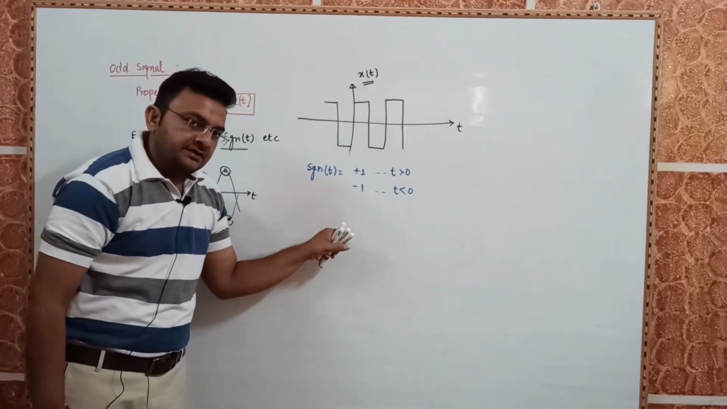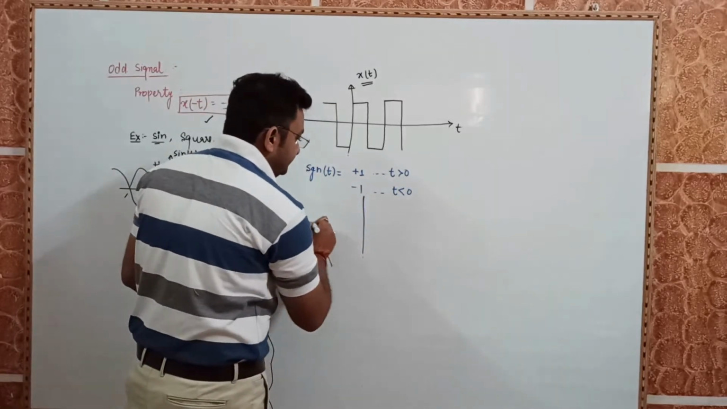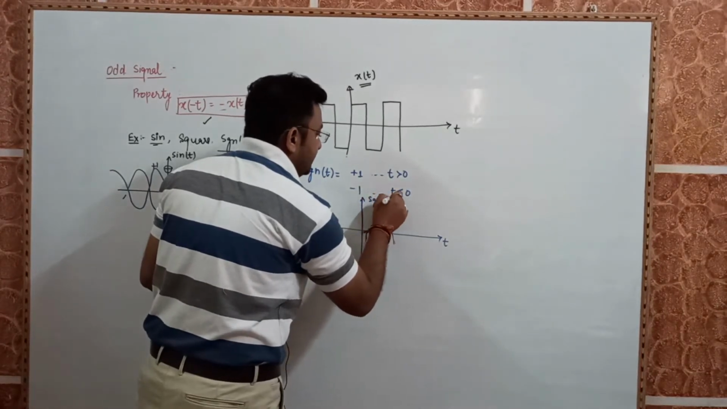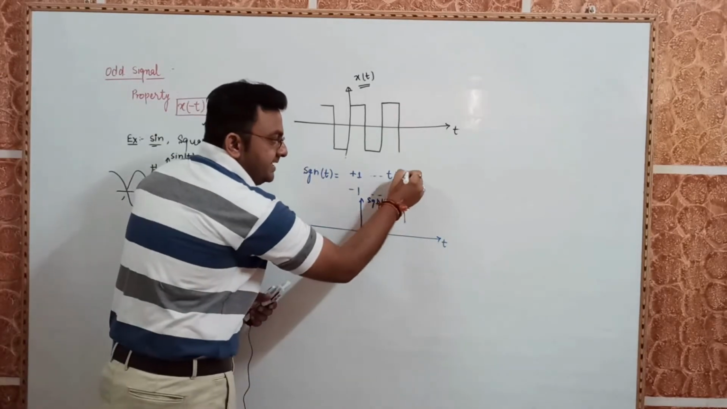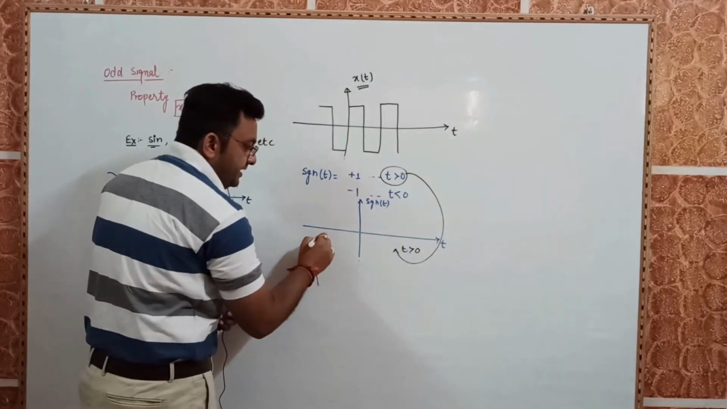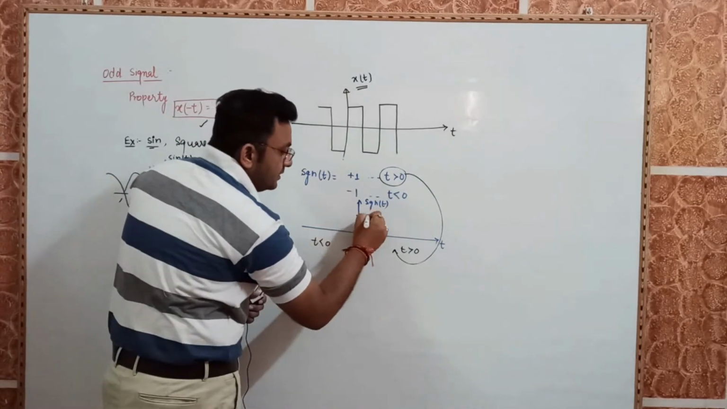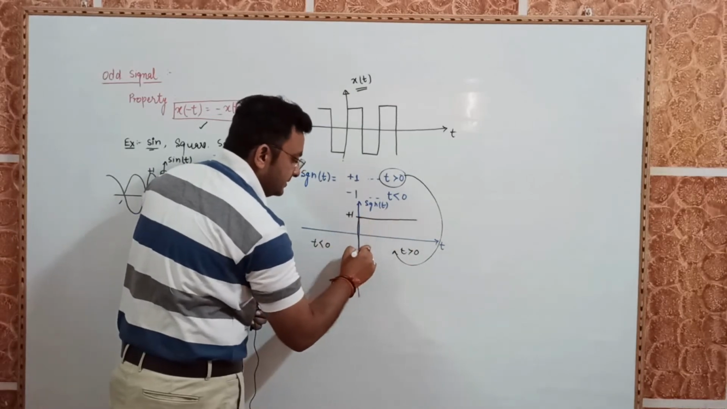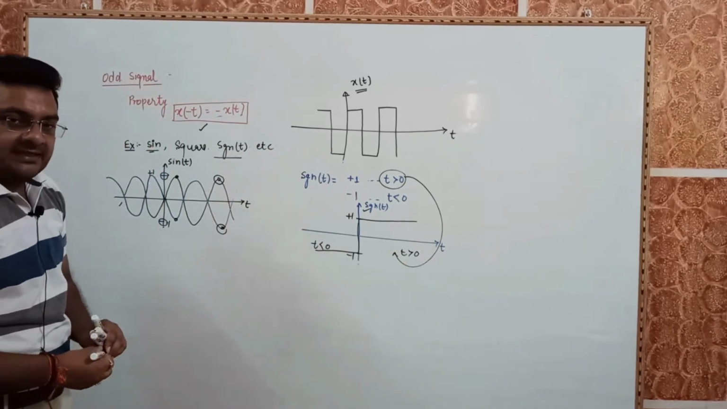If we represent this signal graphically, how will you show it? If we are drawing signum t, then for t greater than 0, that means the right side part, and for t less than 0, that is the left hand side part. So this is plus 1, this is minus 1. You can draw the signal like this. So this is about the signum t.